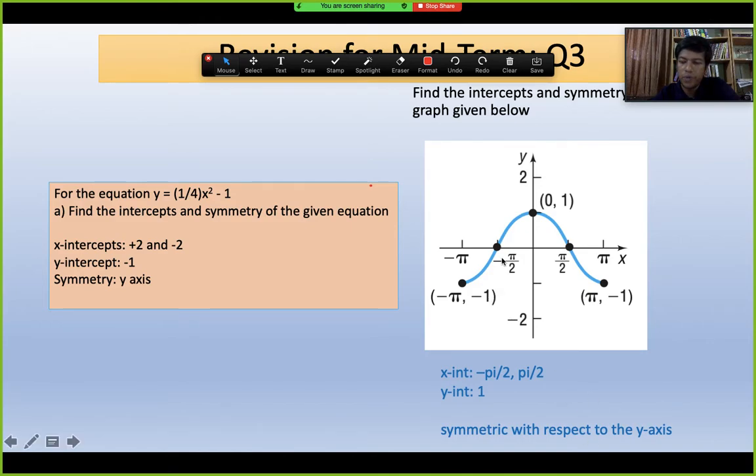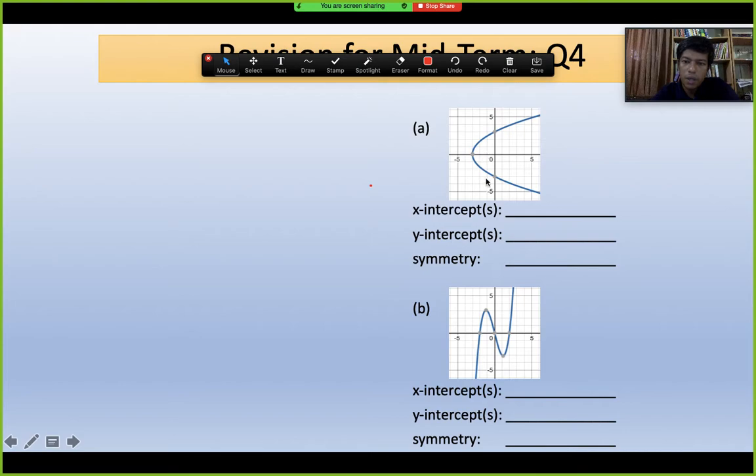Symmetry with respect to the y-axis. You will not have to say that it is an even function, just to connect it with other topics. If some function has y-axis symmetry, then it is an even function. This question you have also seen: intercepts and symmetry. So x-intercepts and y-intercepts, and symmetry about the x-axis, and origin symmetry.